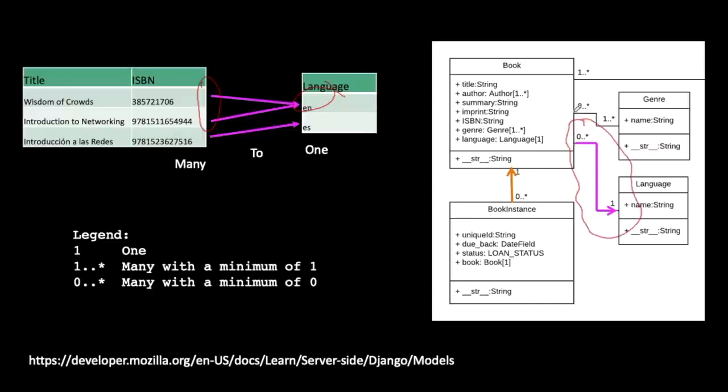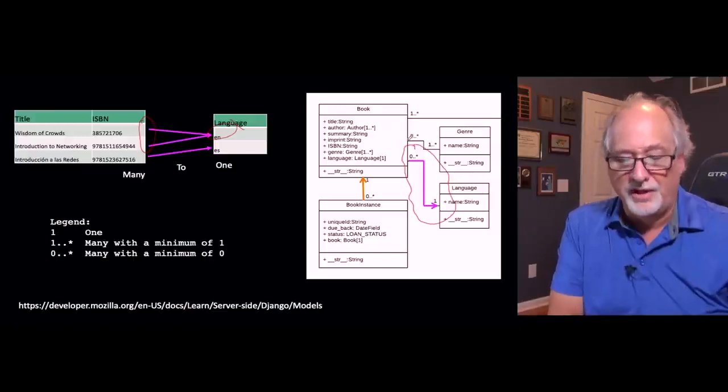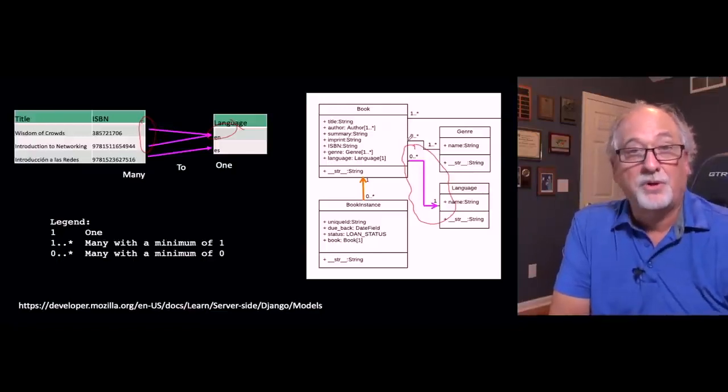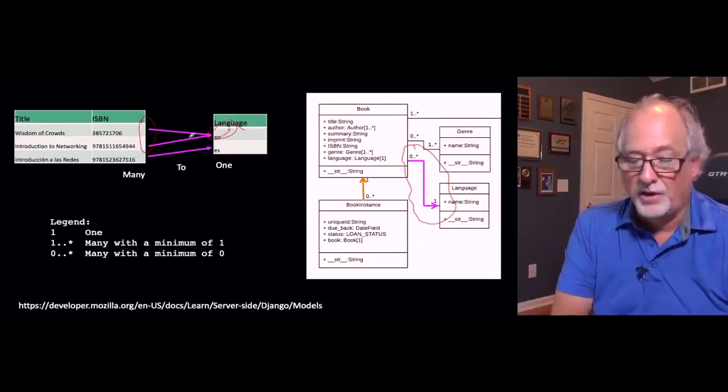This connection between the book table and the language table has 2 ends to it, and it has a direction to it. One end says 0 ... and the other end says 1. So this is many. 0 ... means a number between 0 and infinity, including 0, which means it's possible for a book not to have a language. We call that null in database concept. So there's a book with no language, or many books can have one language.